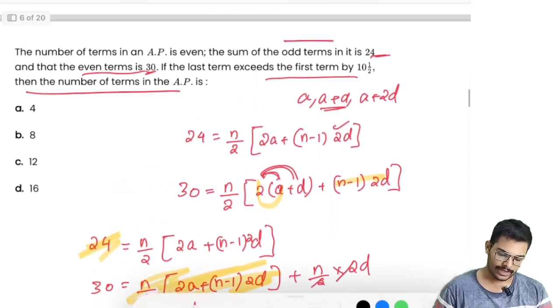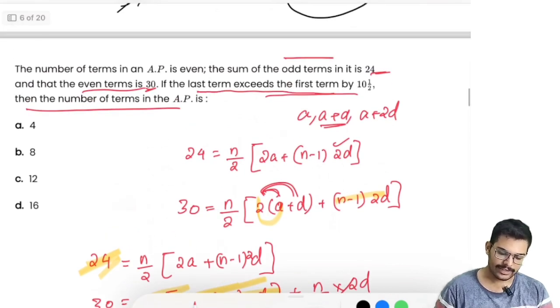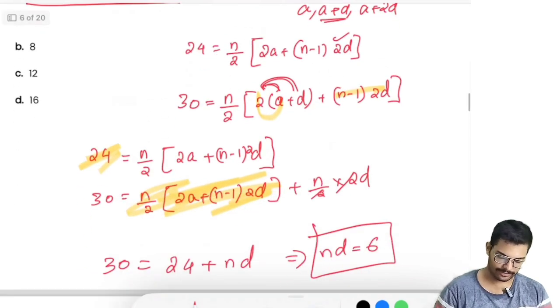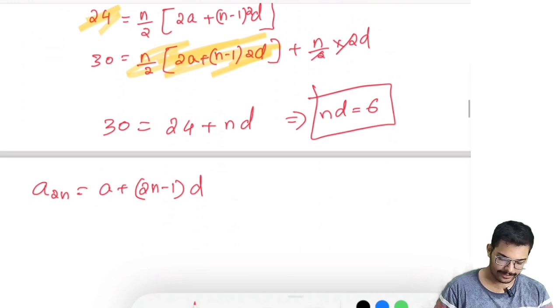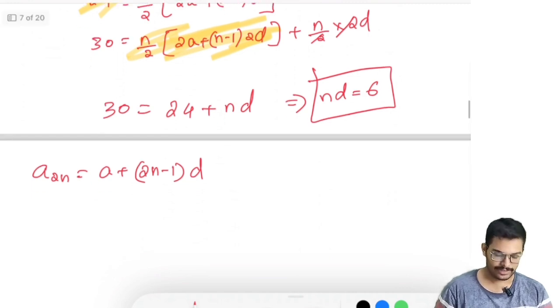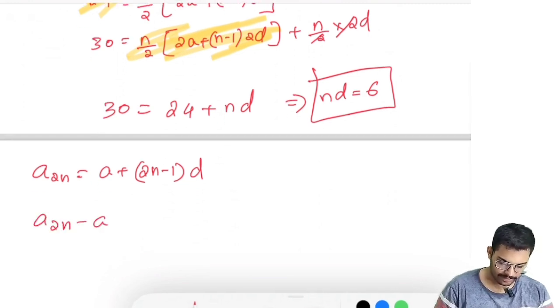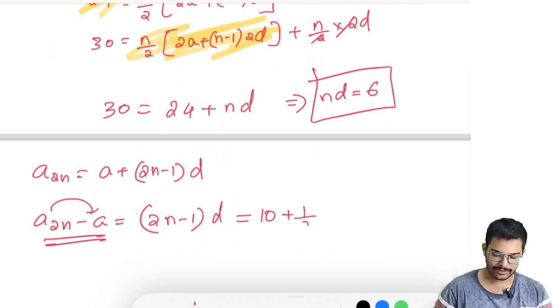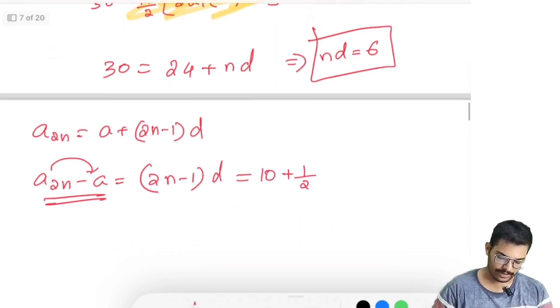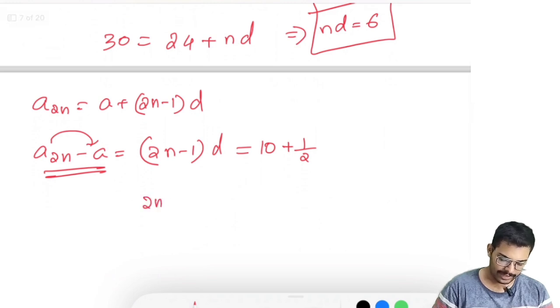This is expression number 1. Now, the last term exceeds the first term by 10.5, which means the last term, the 2nth term, is a plus 2n minus 1 into d, where a is the first term. So a2n minus a equals 2n minus 1 into d. This is how much the last term exceeds the first term: 10.5, which you can write as 10 plus half. Now when you open it, 2nd minus d equals 10 plus half.